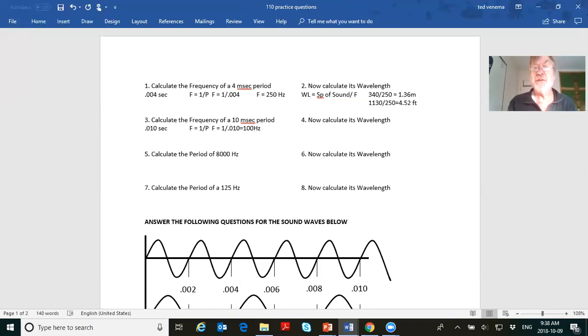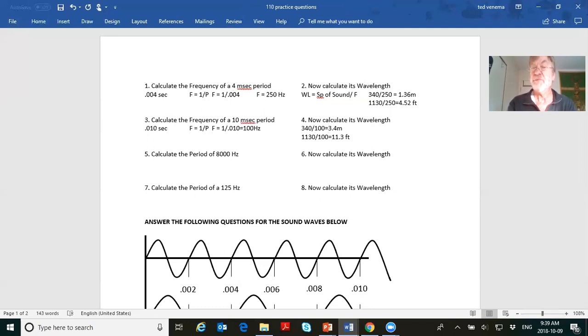Now calculate the wavelength. Well, wavelength is speed of sound over frequency. So speed of sound is 340 meters per second divided by 100. What would that be? 340 divided by 100, 3.4 meters. Or if you did it in feet, 1130 feet per second divided by 100, 11.3 feet. 3.4 meters is 11.3 feet.